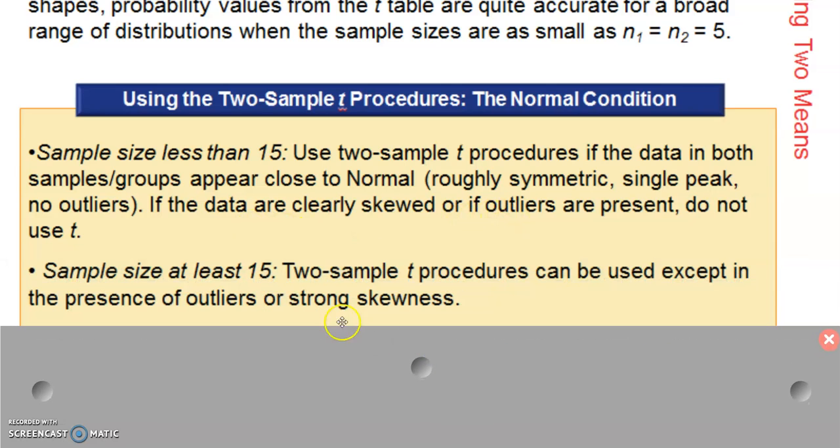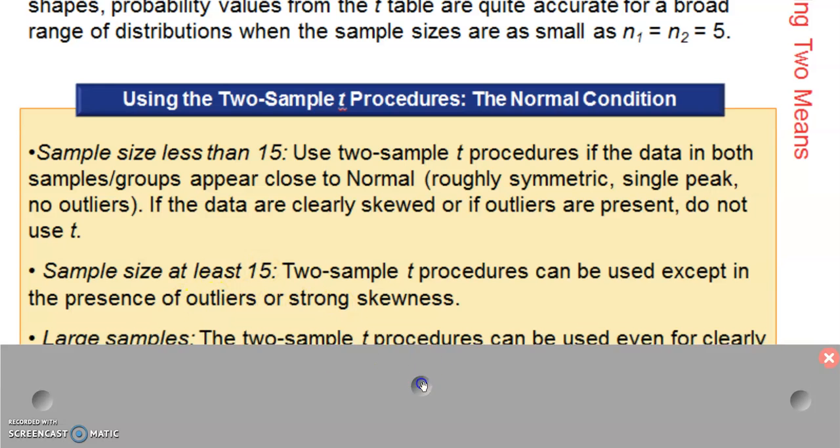And then we've got that middle group, if it's between 15 and 30. So at least 15, but less than 30. Well, then we're going to use t-procedures in some more cases. But still, if there's strong skewness or outliers, don't use t-procedures. However, in this case, it could be bimodal or not perfectly symmetric. You could get some other shapes here. But if there's strong skewness or outliers, don't use t-procedures.